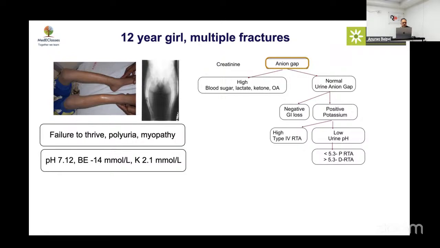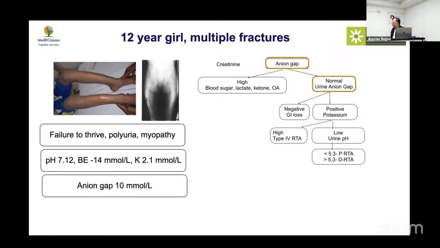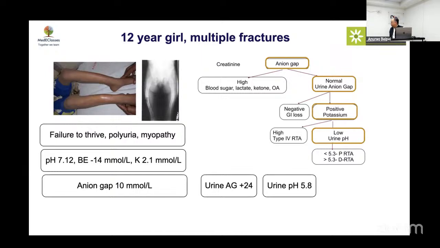Further workup showed that she had a normal anion gap. Urinary anion gap was positive, suggesting an issue in renal ammonium production, indicative of distal renal tubular acidosis. She also had hypokalemia, and urinary pH was 5.8, which indicates that despite having acidic blood, the urine was not that acidic, and therefore it was suggestive of a case of distal RTA.